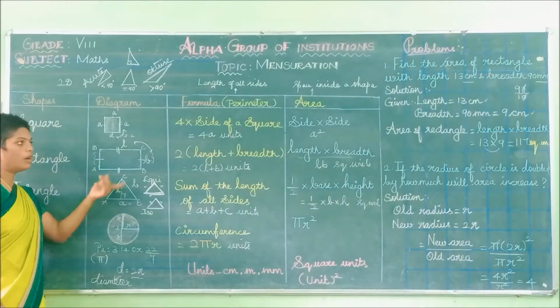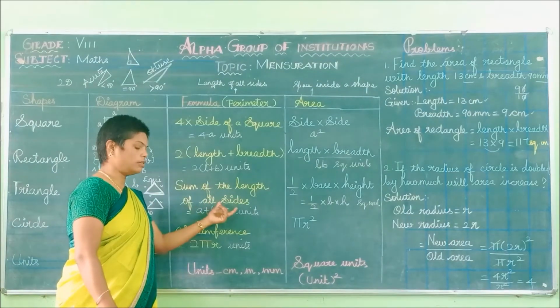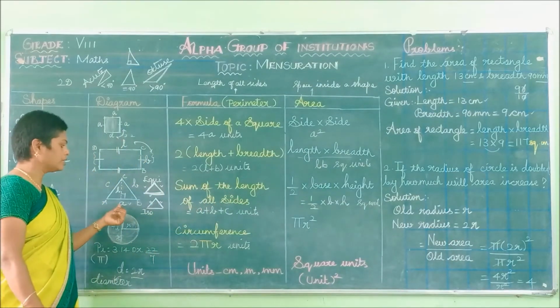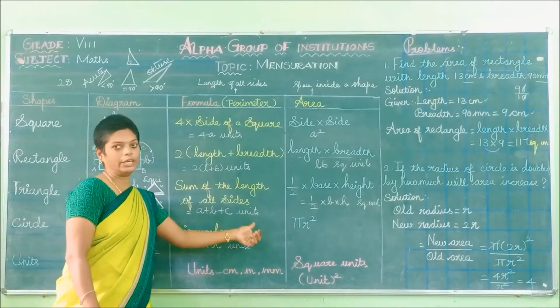So listen, what is the perimeter formula? Sum of the lengths of all the sides. Here I have taken them as A, B, C. So A plus B plus C units.